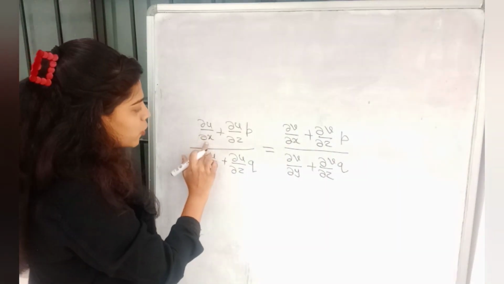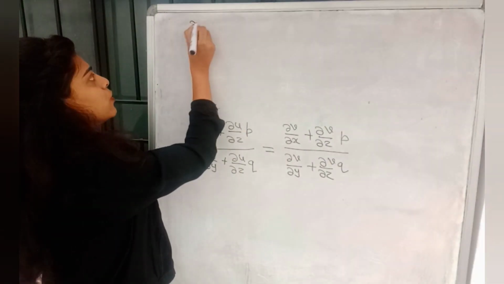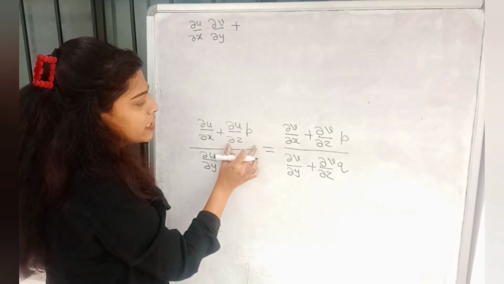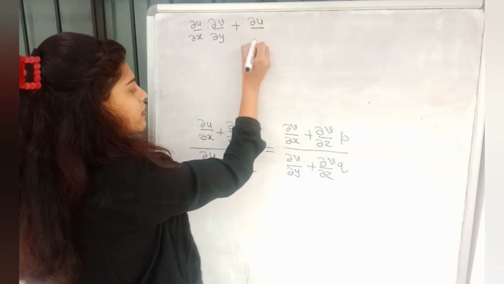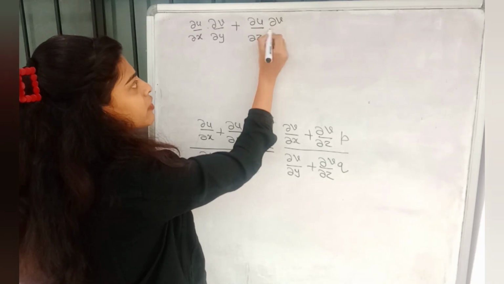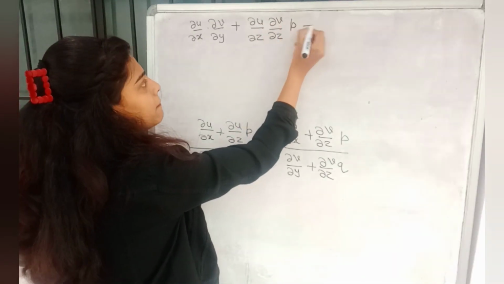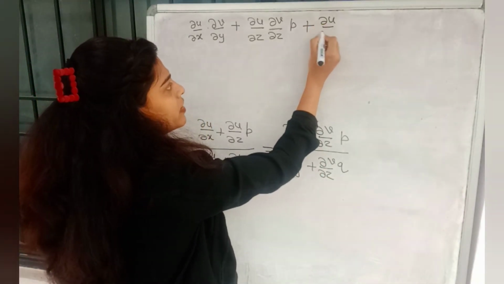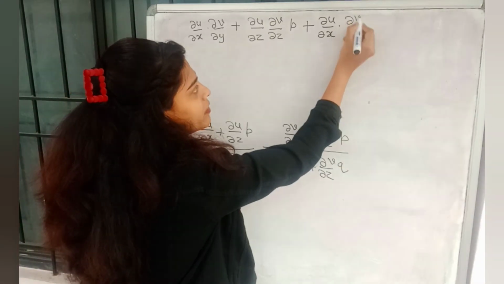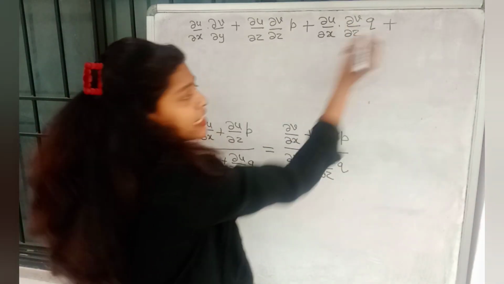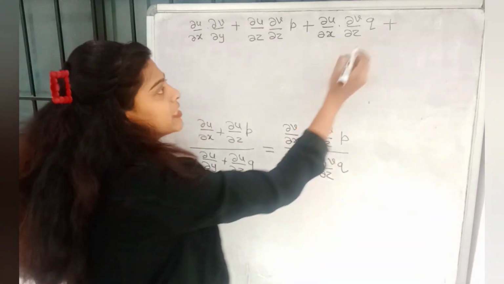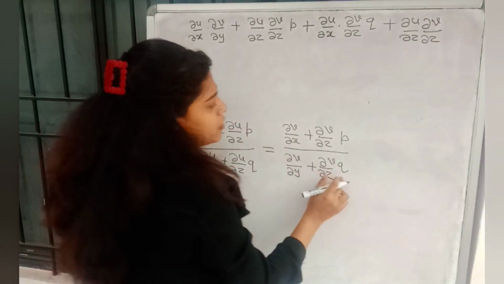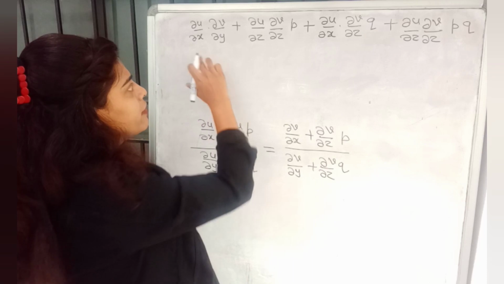So the first term will be ∂u/∂x into ∂v/∂y, plus second term into first term, that is ∂u/∂z into ∂v/∂z into this p, plus the third term will be ∂u/∂x into this term ∂v/∂z into q, plus the last term will be this term into this term, that is ∂u/∂z into ∂v/∂z into this p into q. So p into q. So we have obtained the first multiplication.